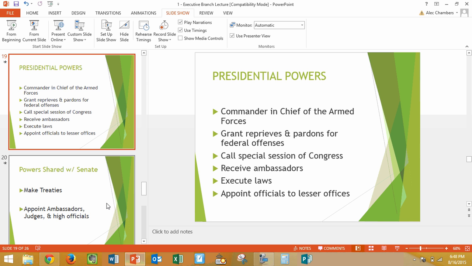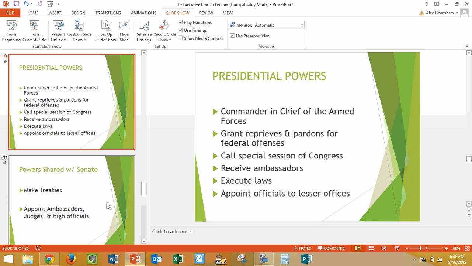The president also has the power, and some would say the privilege, to receive ambassadors from other nations. Every nation that the United States has relations with sends ambassadors to the United States, and it is the president's job to meet with those ambassadors and to try to deal with issues that come up between the two nations.